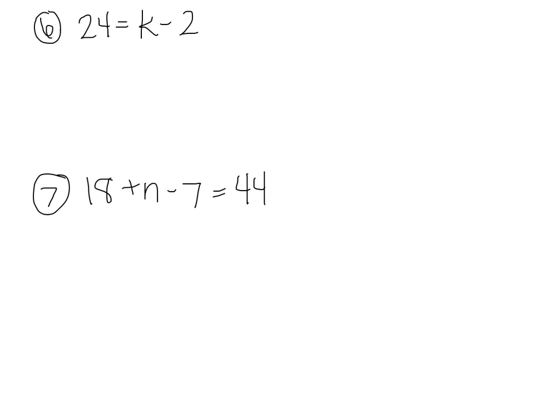Alright, now I have one that says 24 equals k minus 2. So I have to do the opposite of subtracting. I have to add 2 to both sides. And remember, the reason why I'm always looking at this side is I'm looking at the side that has the variable. Because going back to the first slide, our goal is to get that variable by itself.